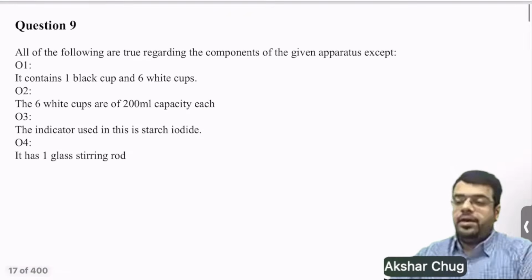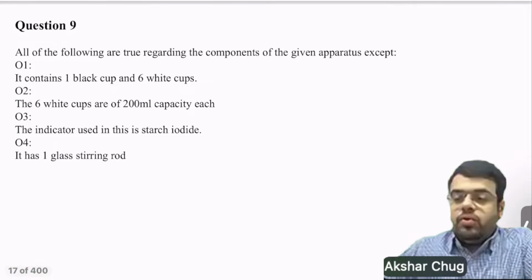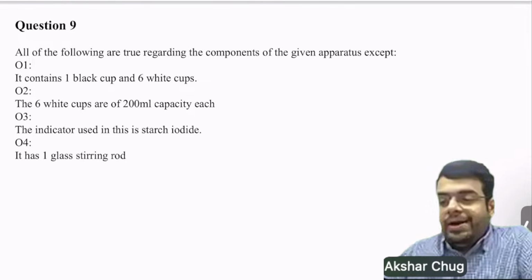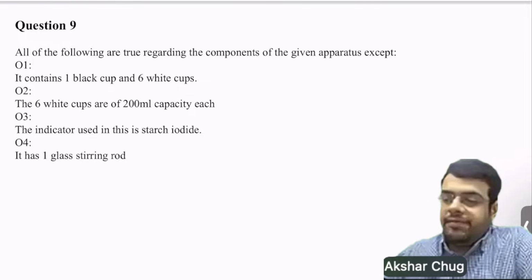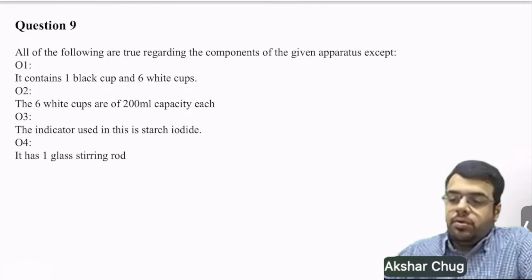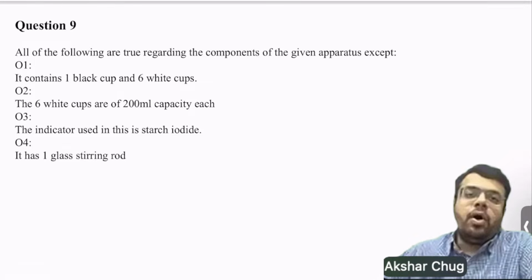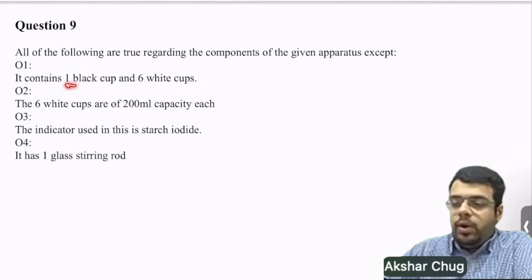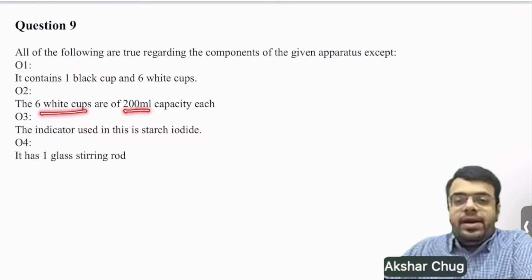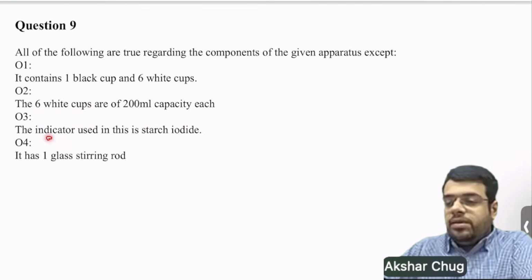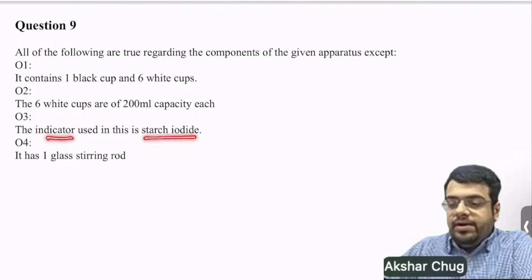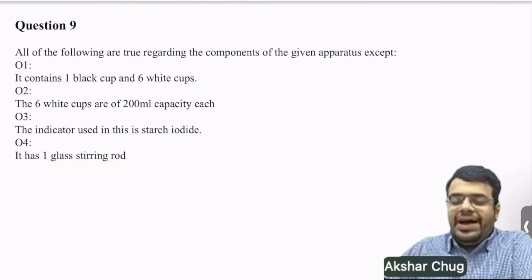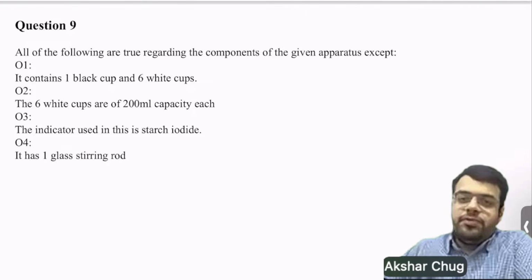Great. Moving on to question 9, which of the following is true regarding the components of the given apparatus except? Basically, here there was an image of the Horrocks apparatus, and in the Horrocks apparatus there would be 1 black cup and 6 white cups. The 6 white cups would be 200 ml capacity each. The indicator used would be starch iodide, and it has one glass stirring rod. Now here all of the options seem correct.